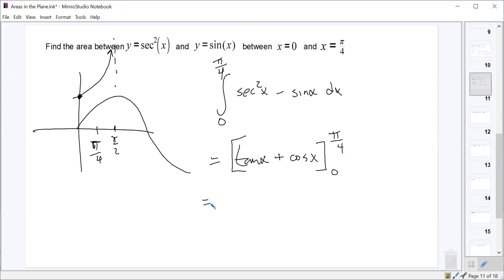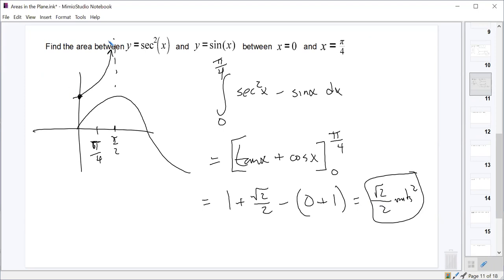What's the tangent of pi over 4? One. And the cosine of pi over 4? Root 2 over 2. Minus tangent of 0 is 0, and the cosine of 0 is 1. And so what do we end up with? 1 minus the 1 cancels out. We just get root 2 over 2 units squared between secant squared x and sine x between 0 and pi over 4. Good or no?